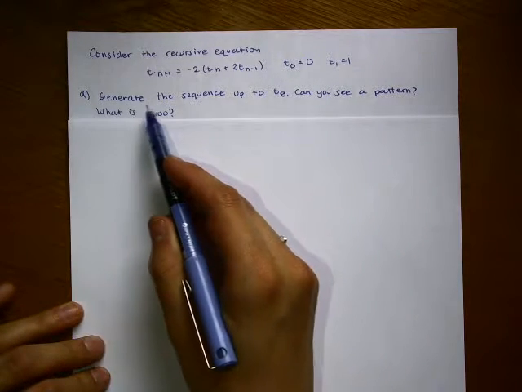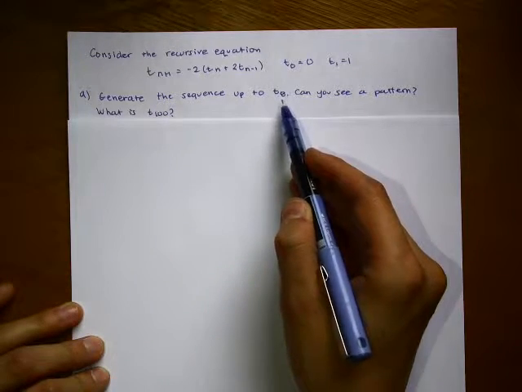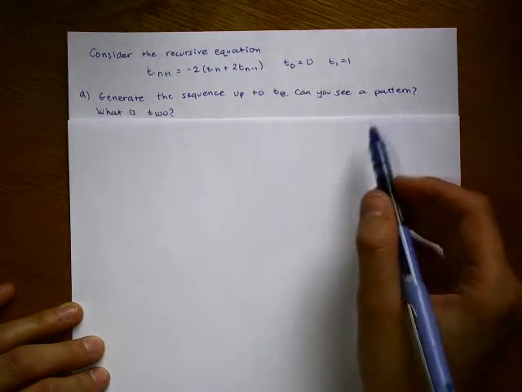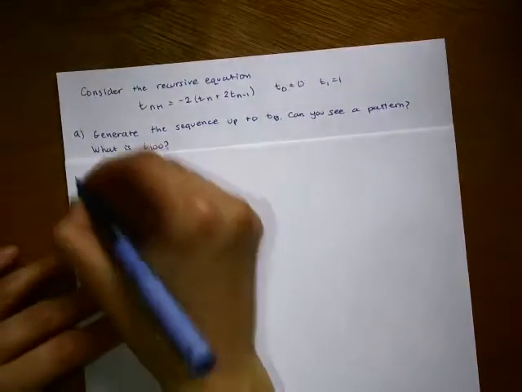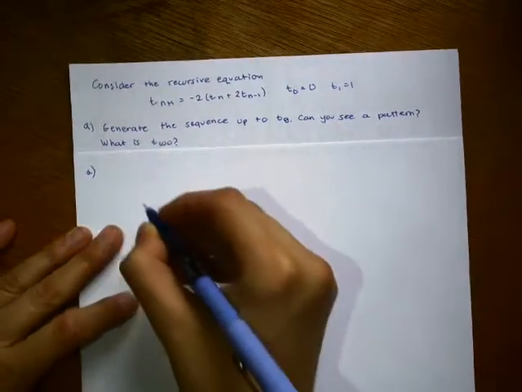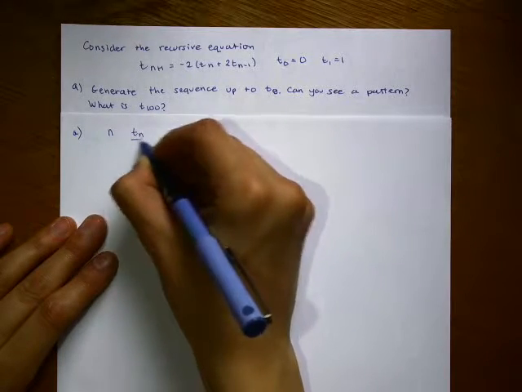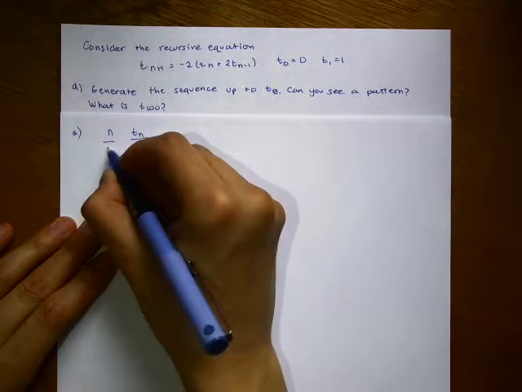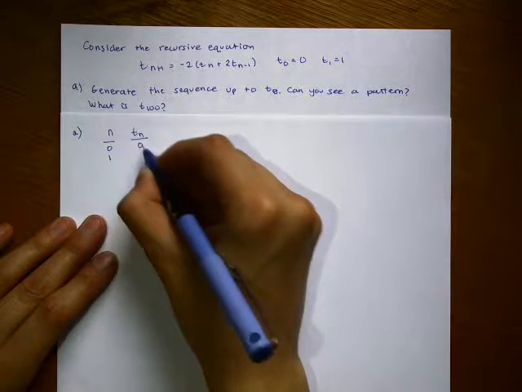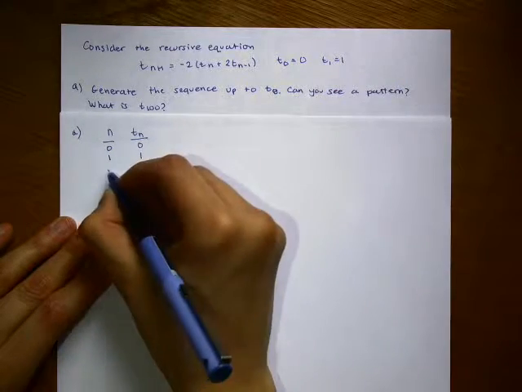In part A, we're going to generate the sequence up to t8, and then look for a pattern, and we're going to use that pattern to solve for t100. So first of all, let's generate our sequence up to t8. We already know t0 is 0 and t1 is 1 from our initial conditions.